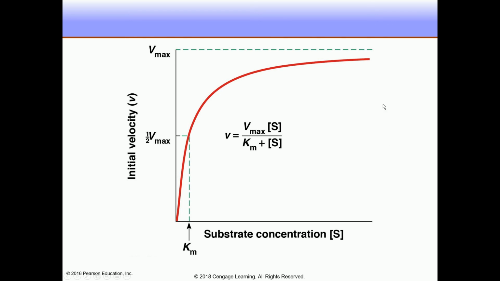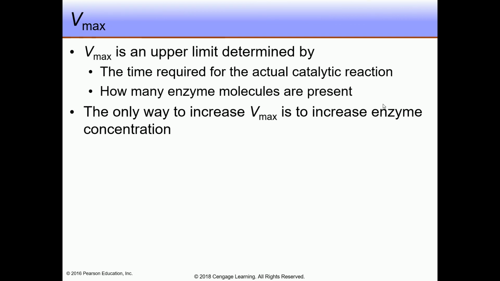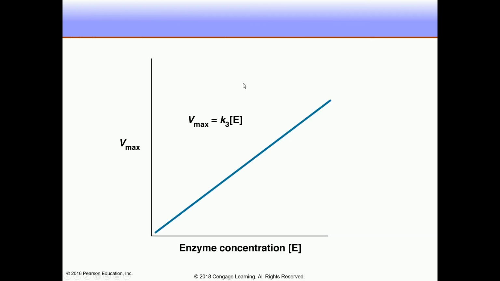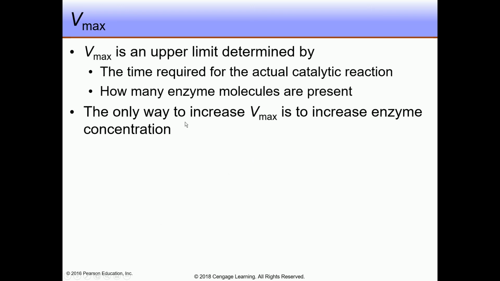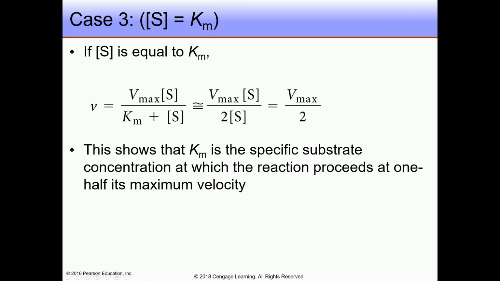And the third case I'm going to discuss is, so this is what I just said. At this point, the only way to increase Vmax is to increase the enzyme concentration. This is basically showing the relationship between Vmax value and the enzyme concentration. They have a linear relationship. And the third case is when the substrate concentration is equal to the Km value.